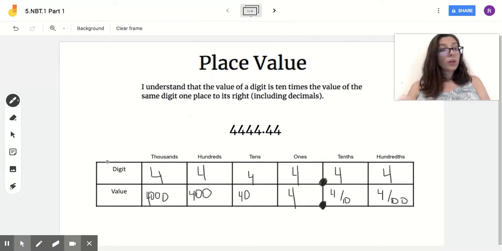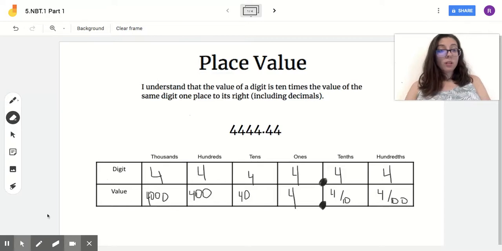The other way that I could have written this, friends, is I could write it just like the decimal, right? 0.4 or 0.04 to represent 4 tenths and 4 hundredths. For this problem, I'm just going to use the fractions.